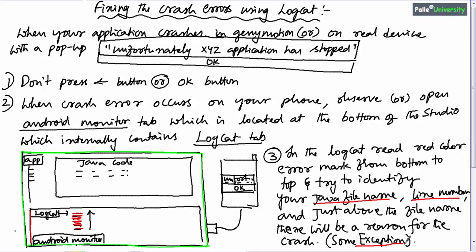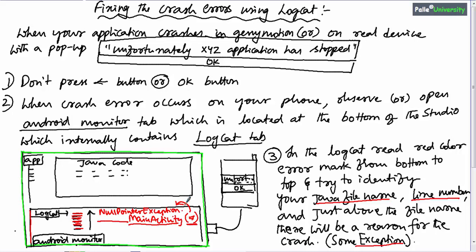Now, once you identify the file name and line number, let us say at this line it is displaying the file name as MainActivity.java and the line number is, let us say, line number 7, and somewhere on the top it is showing the exception name as NullPointerException. So the meaning is your application is crashing because of this Java file, because of some problem at line number 7. Line number 7 is causing this problem. That problem is NullPointerException. So now what do you have to do?